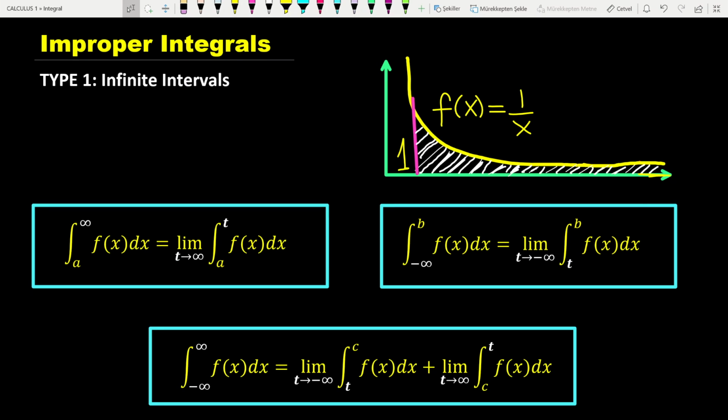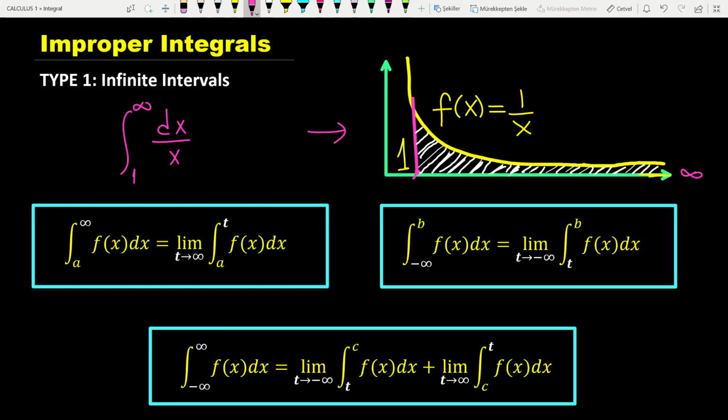To get an intuitive interpretation of improper integrals, we attempt to analyze the integral from 1 to infinity of dx over x graphically. This is the graph of 1 over x, and this is the point 1. And the area goes to infinity, as you see.